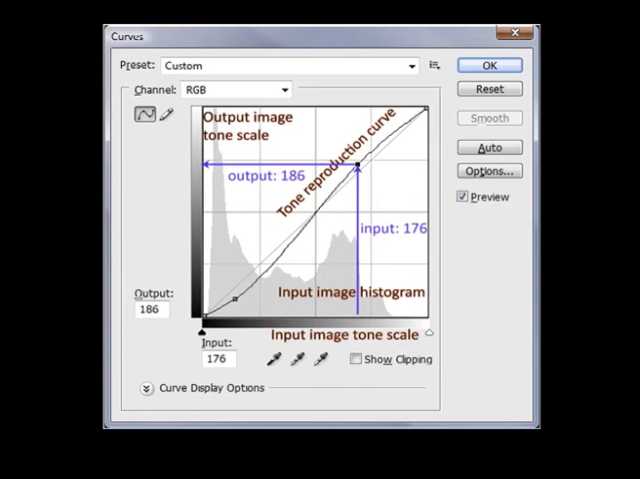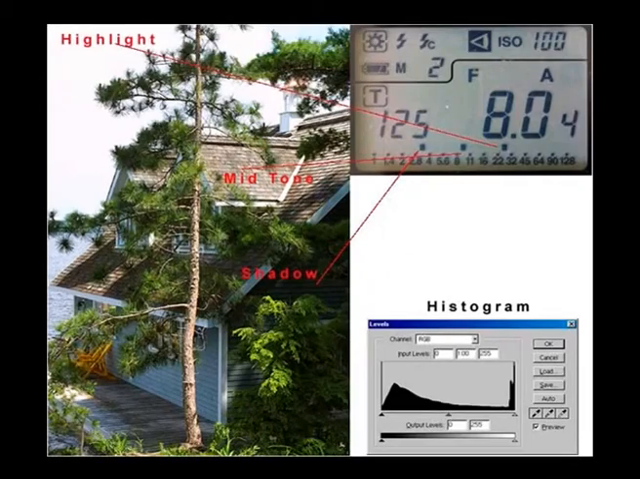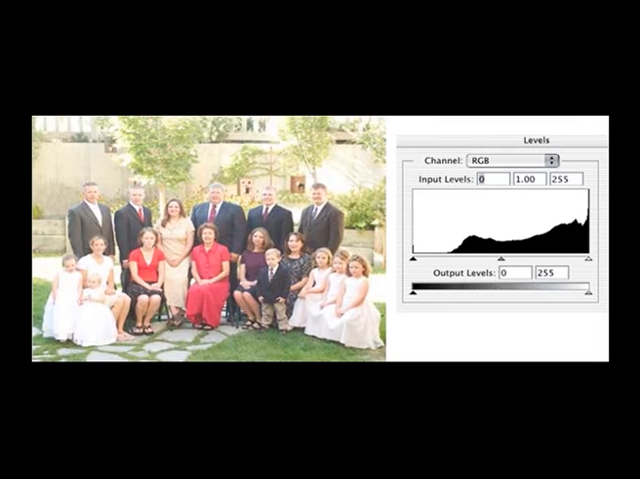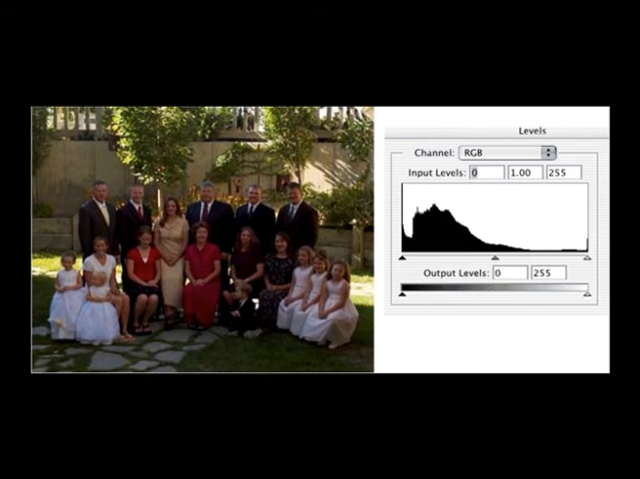Tone reproduction is the relation between the scene's luminance and the image brightness. It depends on exposure. In an optimally exposed image, you get proper highlight details and shadow details. But if the image is overexposed, the highlight details are lost, and if the image is underexposed, the shadow details are lost.